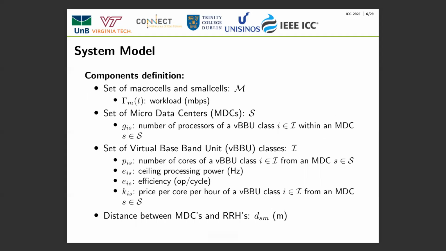So the system model. We consider an F-RAN composed of a set of MDCs from macro cells and from small cells. Each MDC has several processors for different classes of vBBUs that are responsible for remote processing of the workload of RRHs from macro cells and also from small cells, in which both are serving the user equipment. The different classes of vBBUs within MDCs have different specifications for processing power, efficiency, number of cores, and cost of allocation.